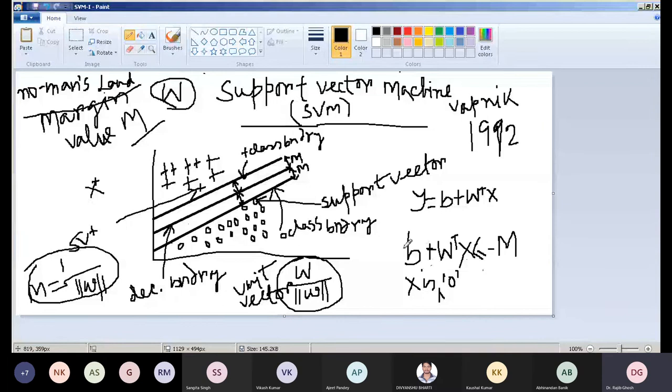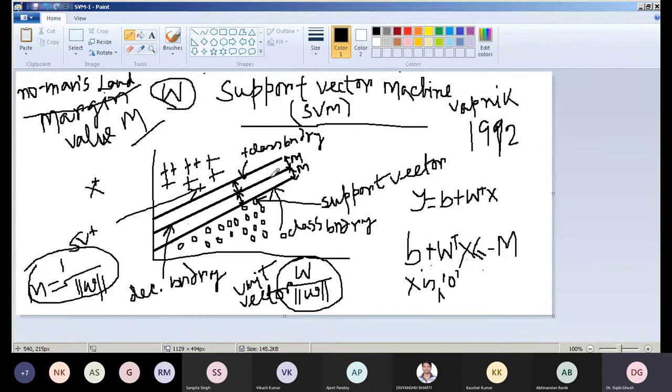Okay. So where B plus W transpose X is greater than or equal to capital M, is a which plus sample, can you tell? This feature vector capital X, where B plus W transpose X is greater than or equal to capital M, is it a plus class sample or a circle class sample? Which one? Plus class sample. Plus class sample, right.